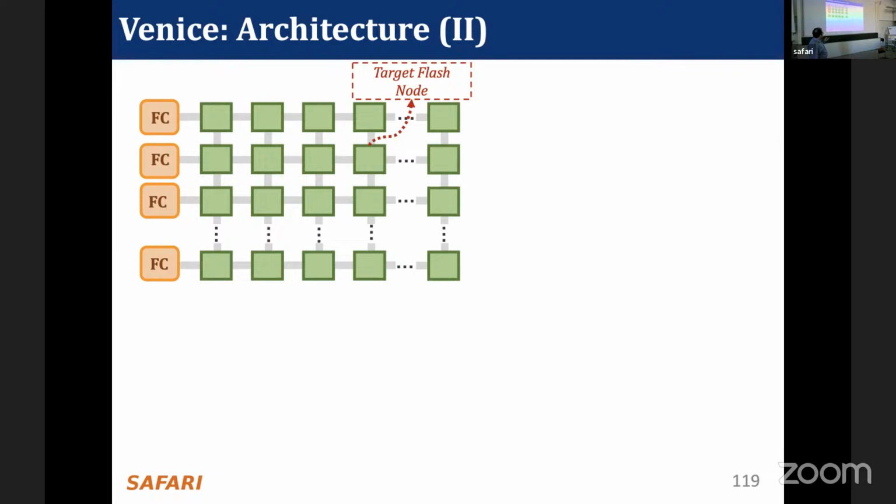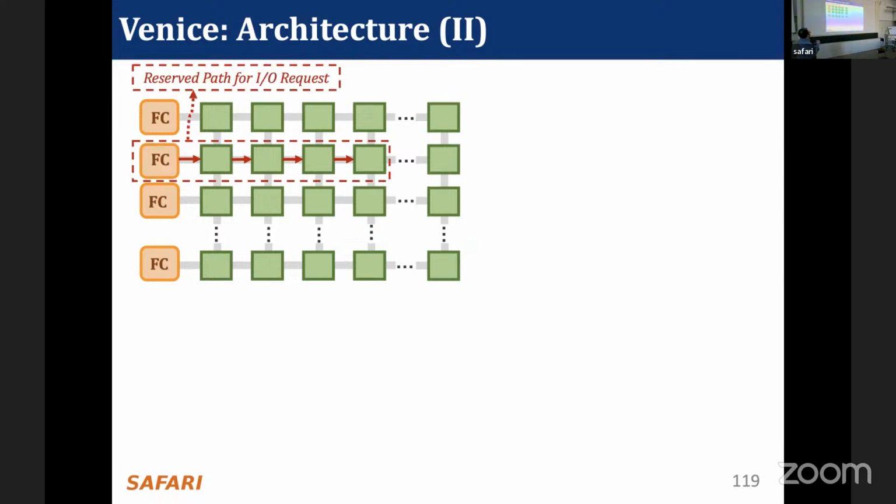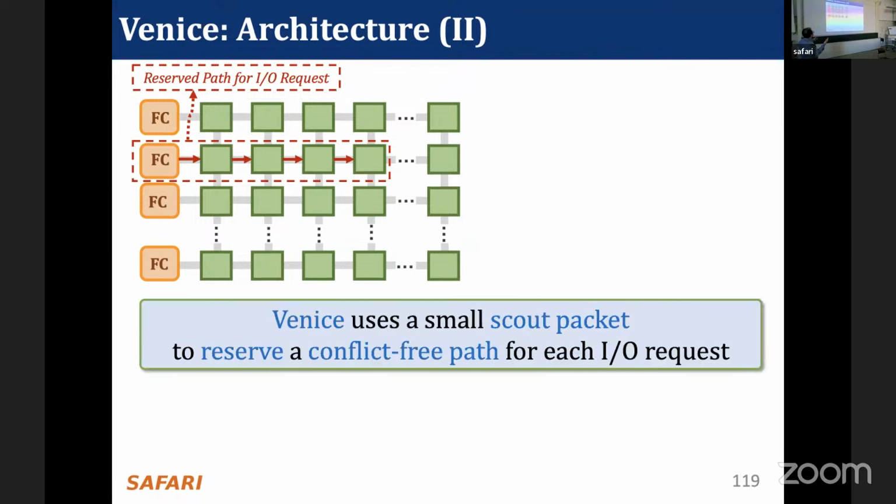So imagine that this is the target flash node. Basically we select a flash controller, and we send a scout packet to that target flash node. This scout packet is a very small packet that we send to the target flash node through the network. When traversing the network, the scout packet reserves the path to the destination, and then uses that reserved path to return to the flash controller. So the reserved path is bidirectional.